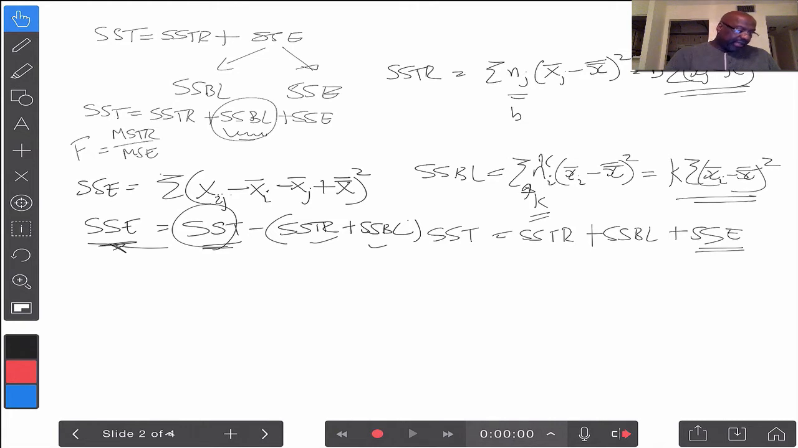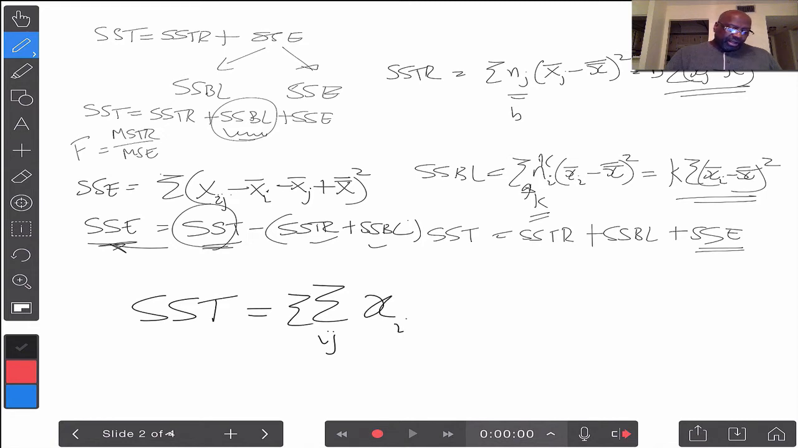So SST is simply the sum over all Xij. I'm just going to use one summation. Maybe I'll use two because your book has two. Xij minus X double bar squared. That's sum of squares, right? Remember, that's the same thing that we use when we're calculating the standard deviation of a sample. So all we're doing is calculating the standard deviation of the overall sample, but we will need the sum of squares for all of the values in that sample.